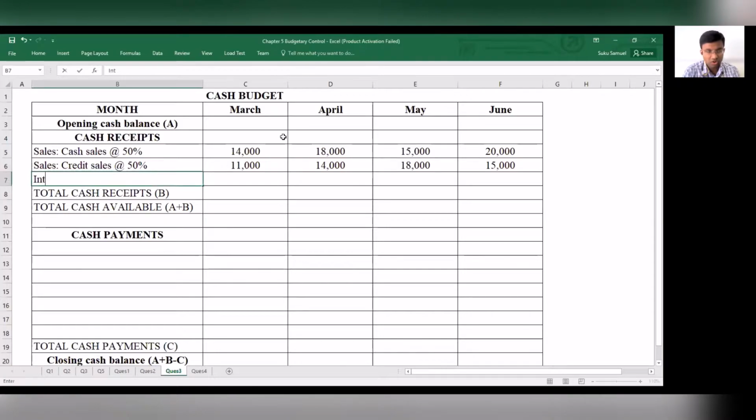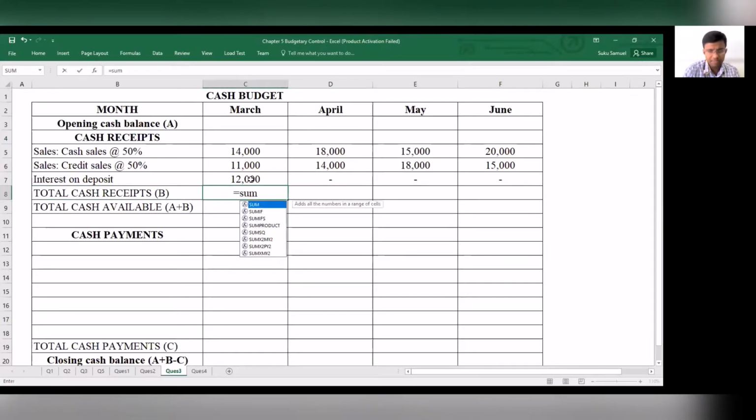So there is interest on deposit that will be coming to you as an income, and this income is a one-time income. In which month would this be coming to you? This would be coming to you in the month of March. So this will be 12,000. Now this is not coming to you in the other months. It's only for the month of March.